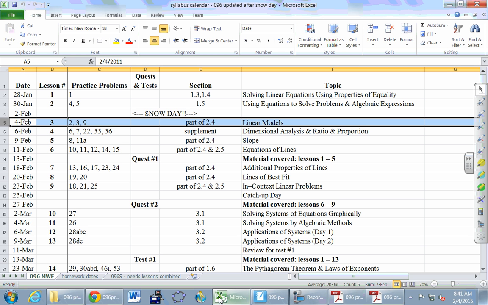All right, so today we're going to talk about linear models. Basically, it just means some more word problems where the answers, it's going to turn out, are lines. That's where the word linear comes from.